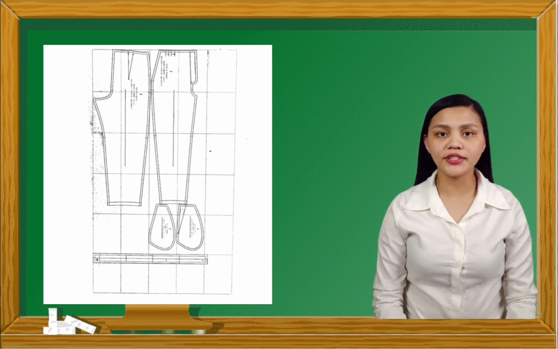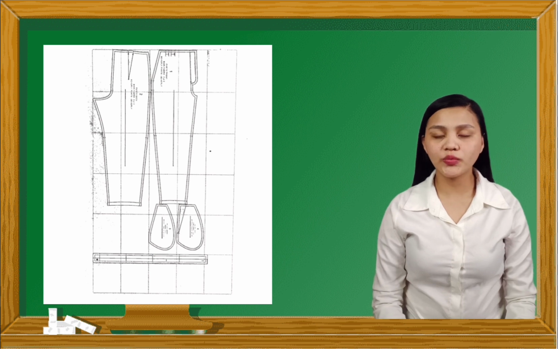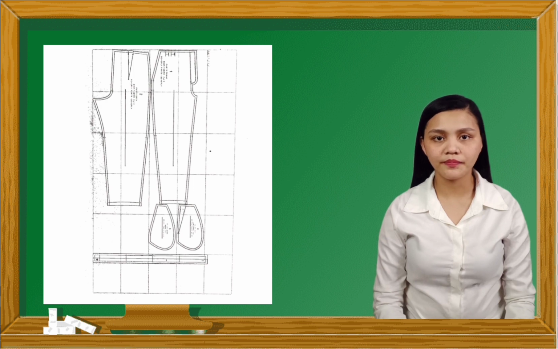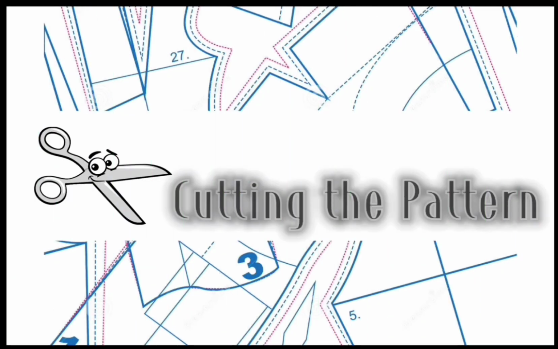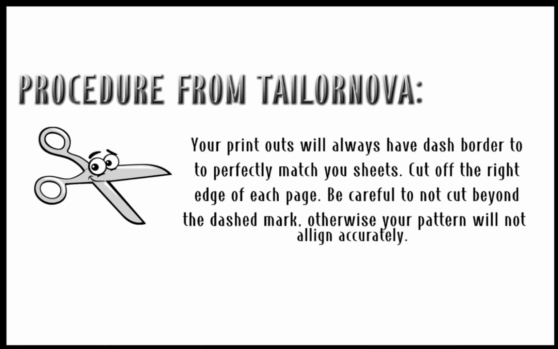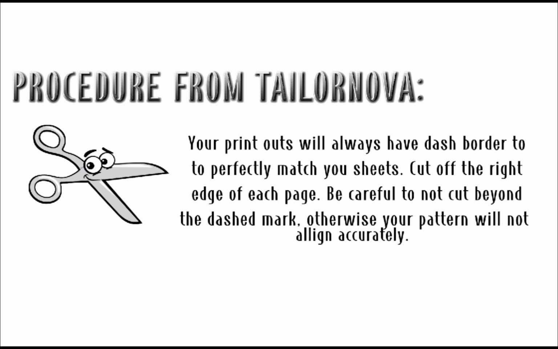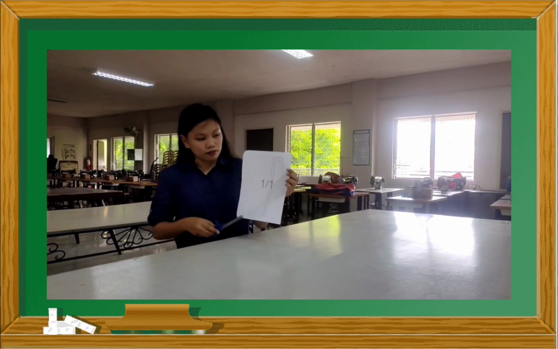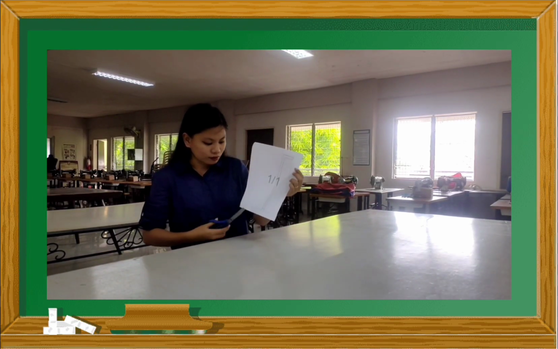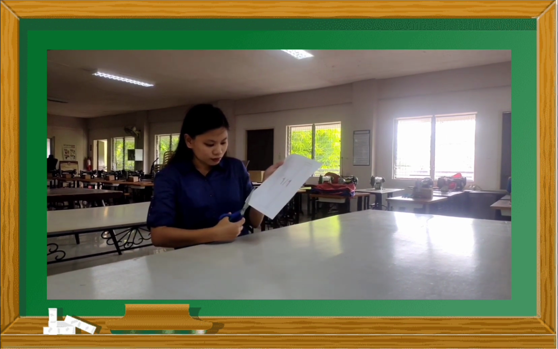From the printed pattern, we will see this instruction from Taylor Nova. This will be our guide on how we correctly assemble and cut the pattern. Your printouts will always have a dash border to perfectly match your sheets. Cut off the right edge of each page. Be careful to not cut beyond the dash mark, otherwise your pattern will not align accurately. These are the parts where you will cut the pattern. Make sure that you will cut it in line with the border.